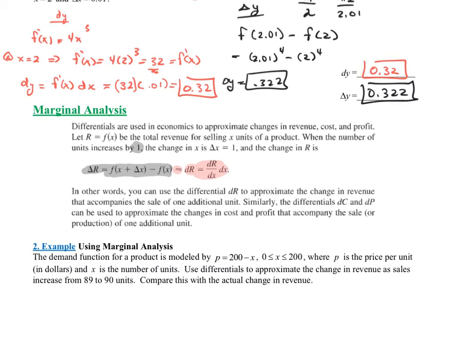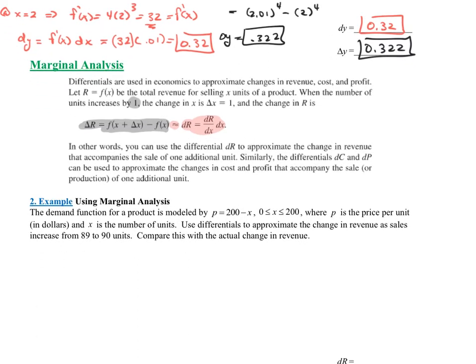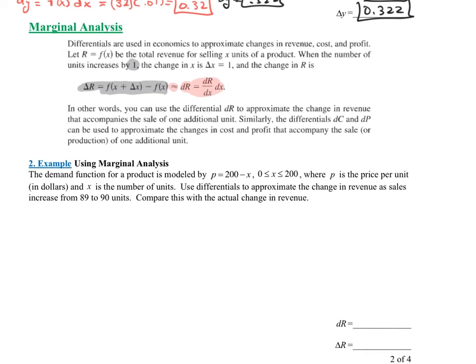Okay, so what this is saying is we can use differentials to estimate the change in revenue. Notice that they're doing the change in 1 unit. So our dx, or delta x here, is 1 unit. So let's read this first example here.